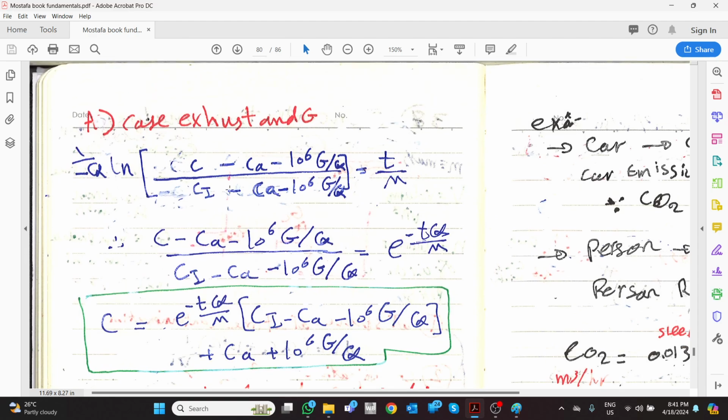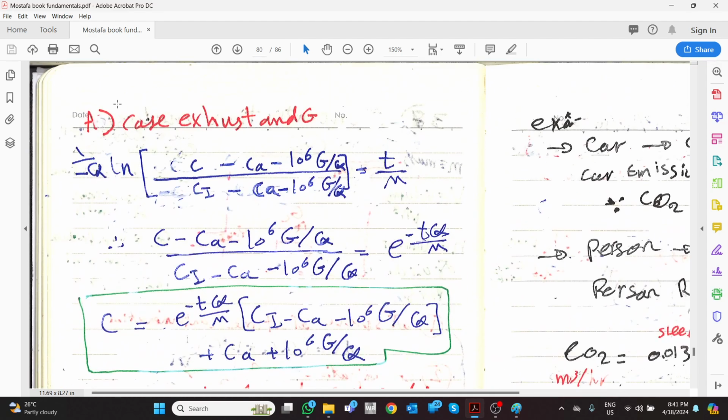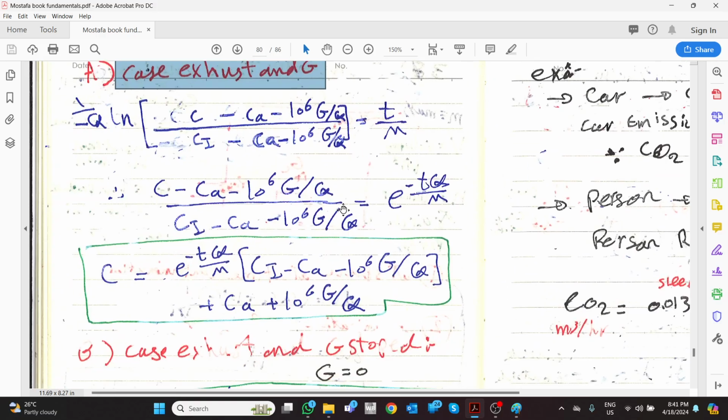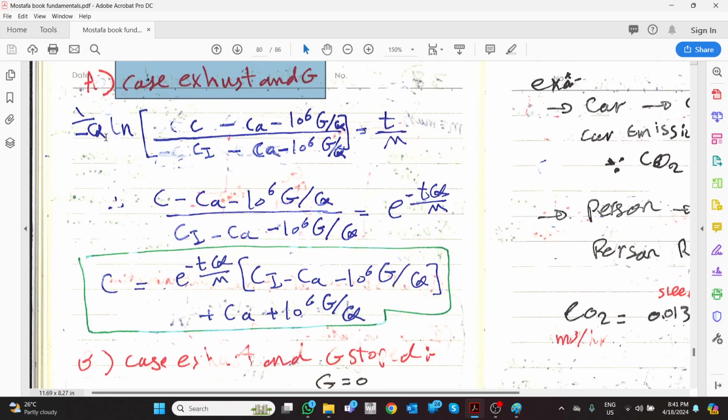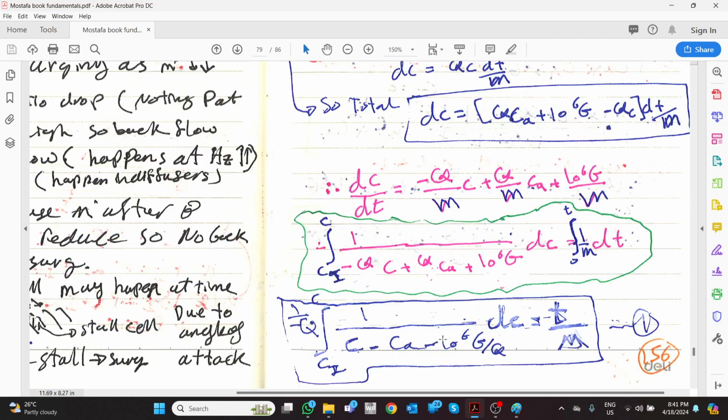Case number one is exhaust with G. I have an exhaust and G, which means I have exhaust, or I inject air, or exhaust air, so the air will come in as makeup, and G is running, which is the general case. So make the integration. How will you make the integration? Make the integration in C only, because only C changes here; the remaining terms do not change.